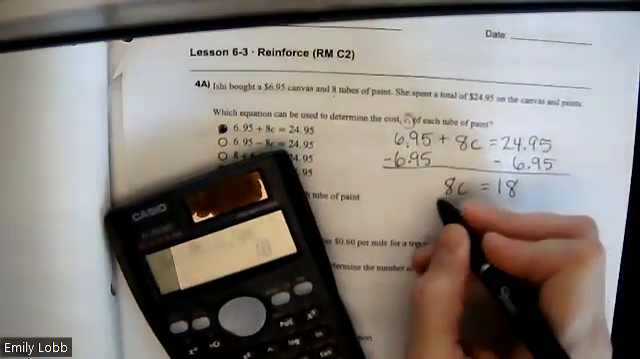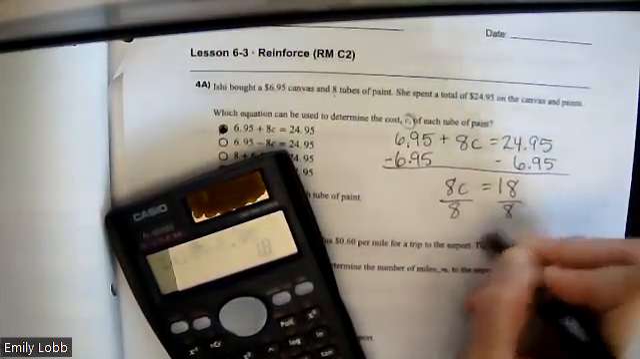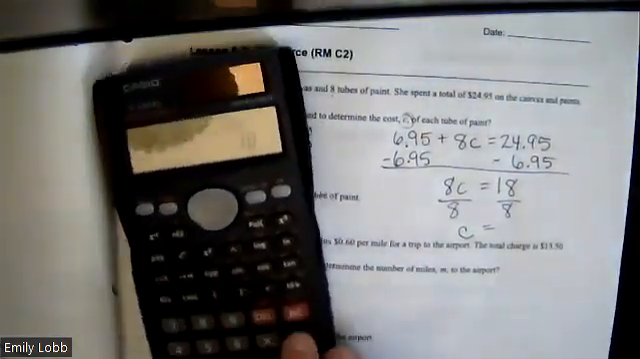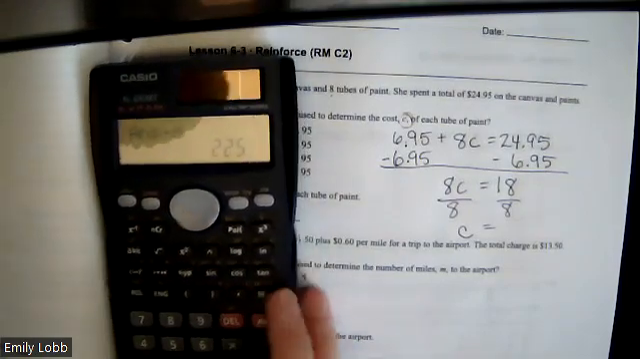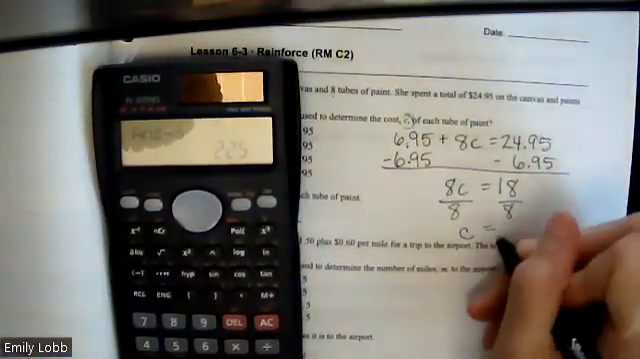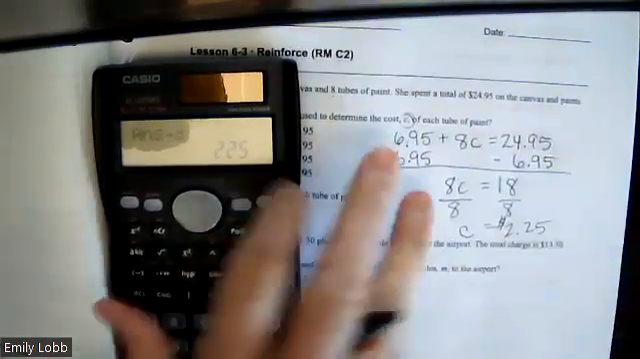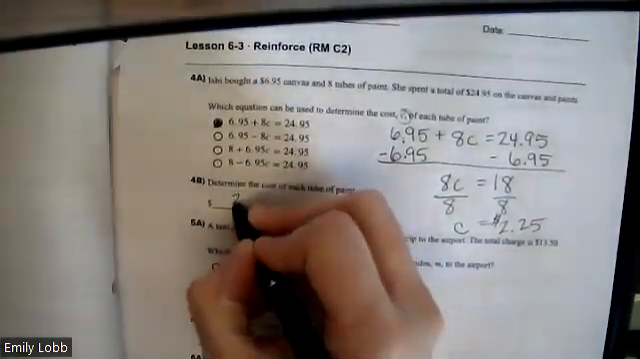All right, so then we would divide both by 8. It is likely that we get a decimal, right, when we're talking money. So 18 divided by 8 is $2.25. Does that seem reasonable for a tube of paint? Yeah.